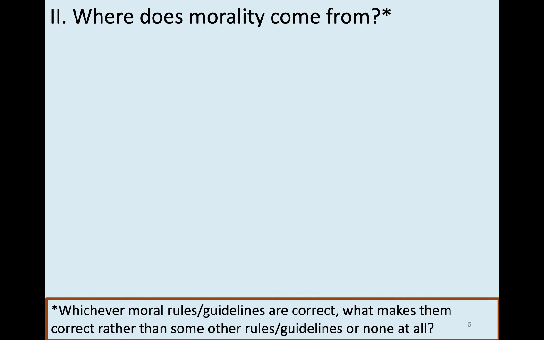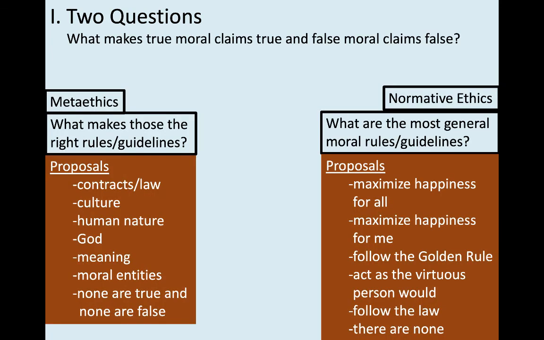Okay, so when we ask this question this way, where does morality come from? What we're asking is this meta-ethical question. Whichever moral rules or guidelines are correct, what makes them correct rather than some other guidelines or no guidelines at all? Okay, that's the next question we'll ask. And we're going to stop this video there. The point of this video is to get distinct on these two interpretations of this question, so that we can then pursue this question in the next sequence and this question in subsequent sequences. Okay, we'll stop there.